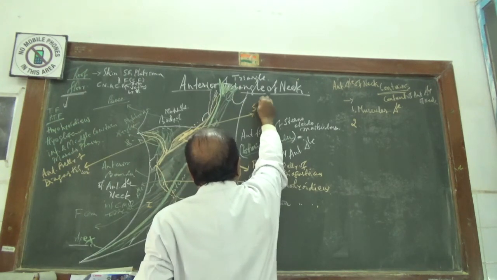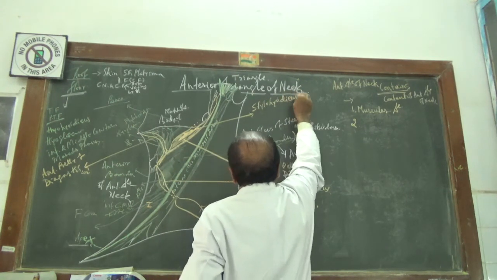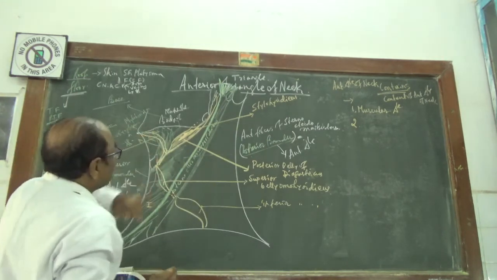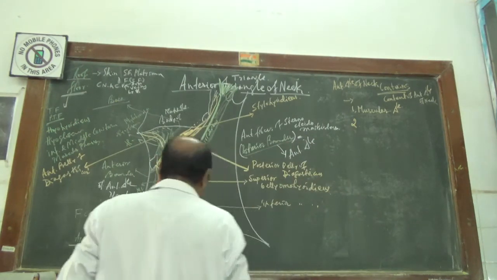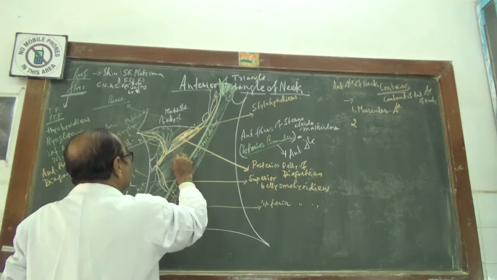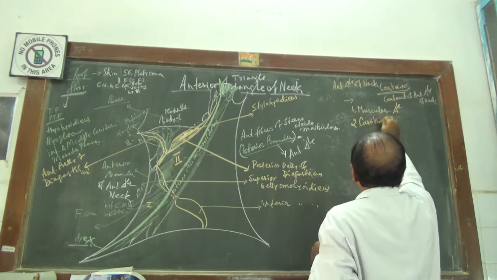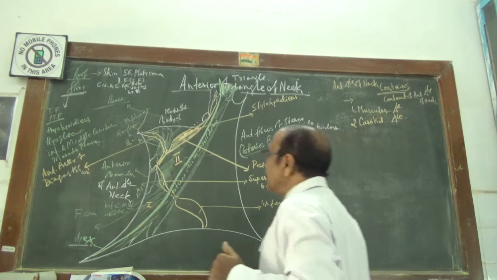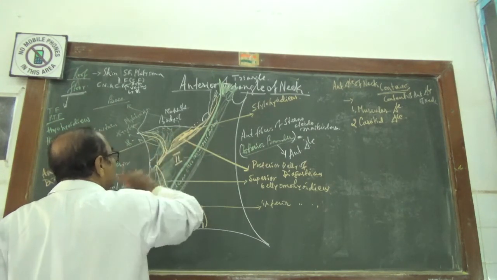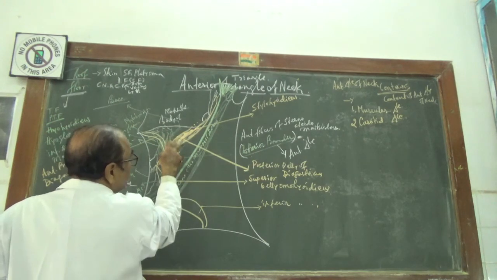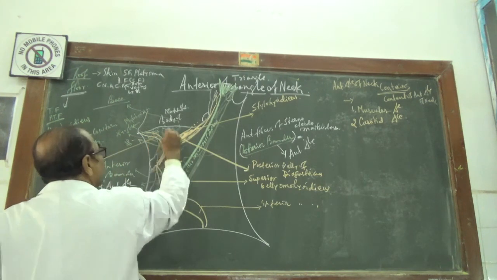This will be the stylohyoideus. Now this is the anterior belly. So like this, now you have the second triangle. Now that second triangle I have to mention here. This is the carotid triangle, which is present in the anterior triangle. Then you have in between the posterior belly of the digastricus, stylohyoideus, and the anterior belly of the digastricus.